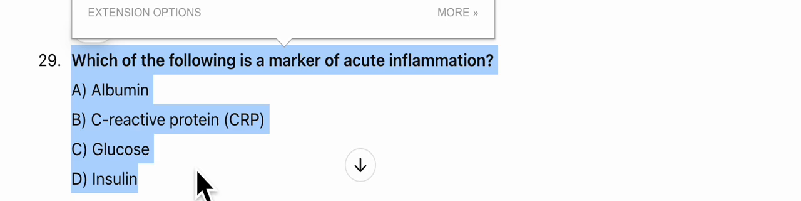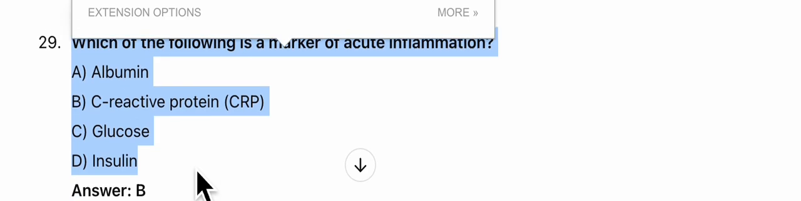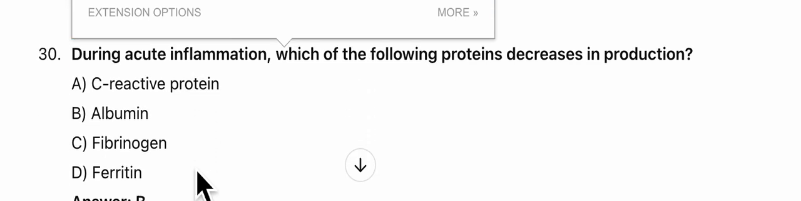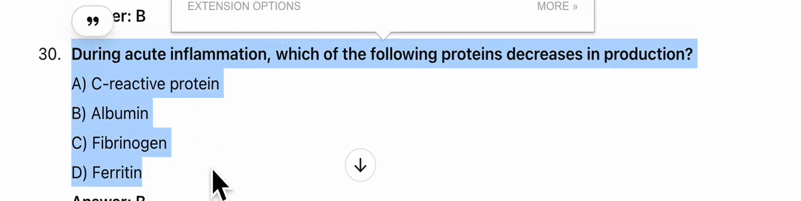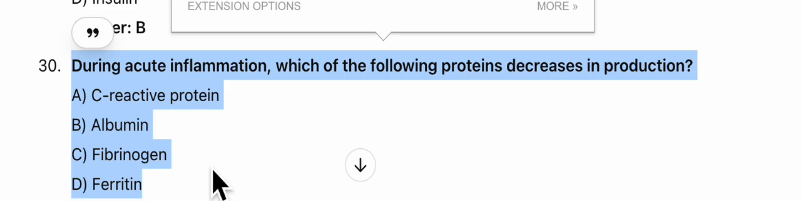Which of the following is a marker of acute inflammation? A. Albumin. B. C-reactive protein. C. Glucose.